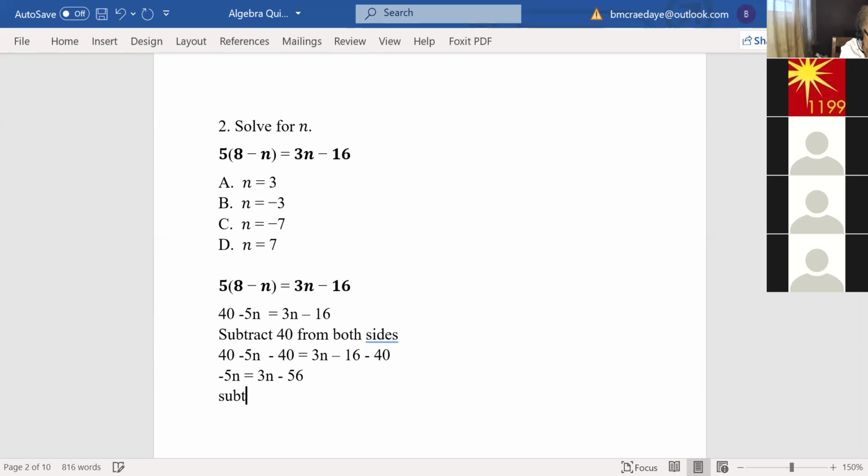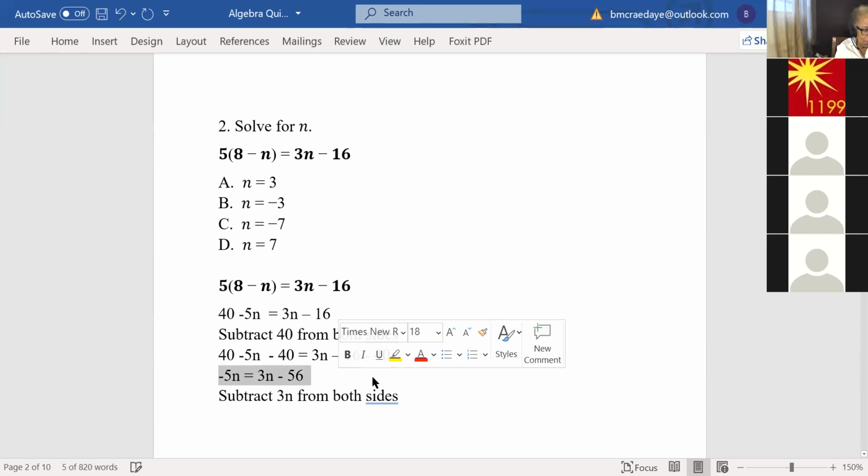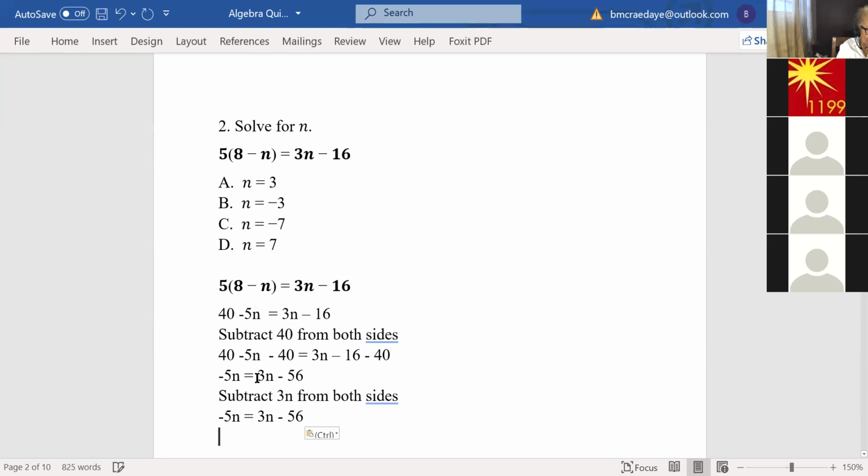Subtract 3n from both sides. Okay, all right, so let's do that. Let's copy this and put our 3n here. Okay, so we'll subtract our 3n. This would be minus 3n, and then we do the same on the right, minus 3n. And what do we have on the left, Latoya?